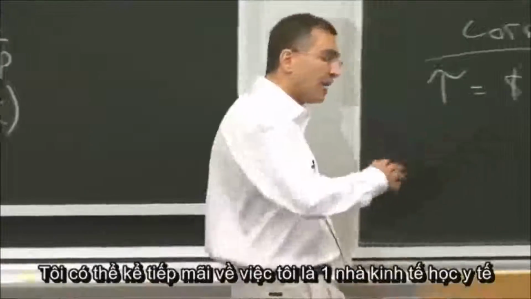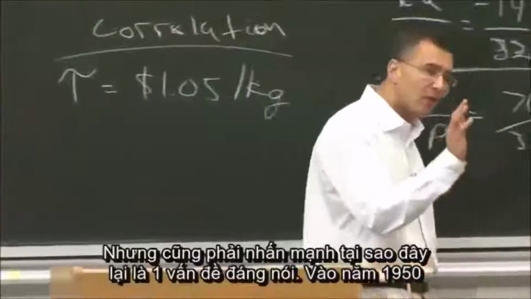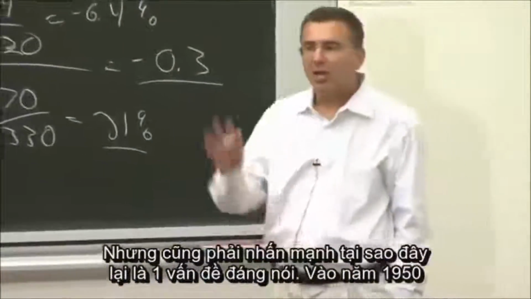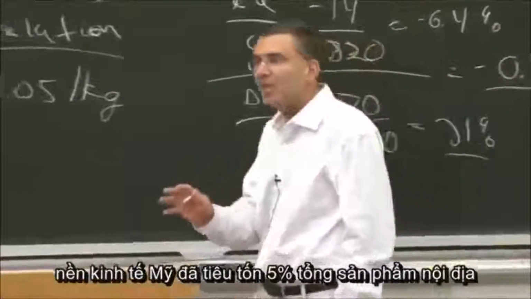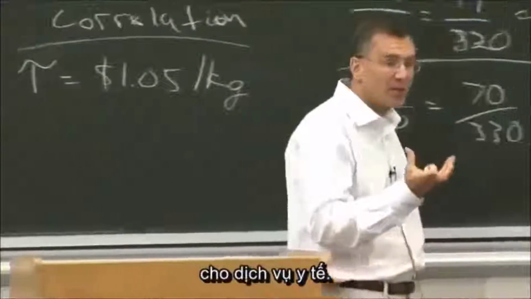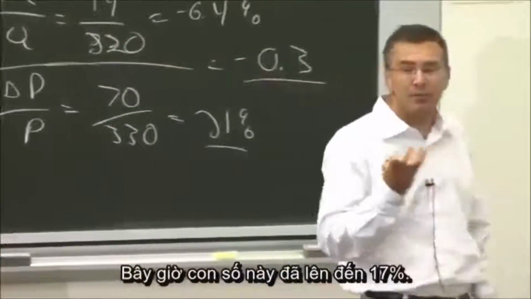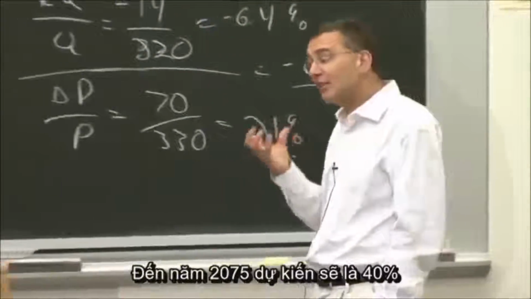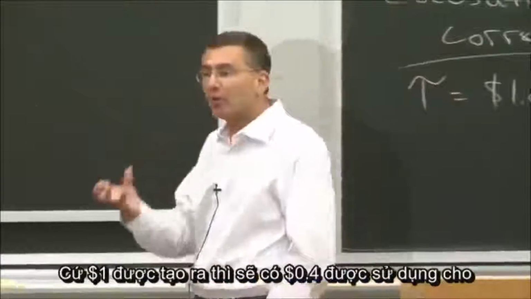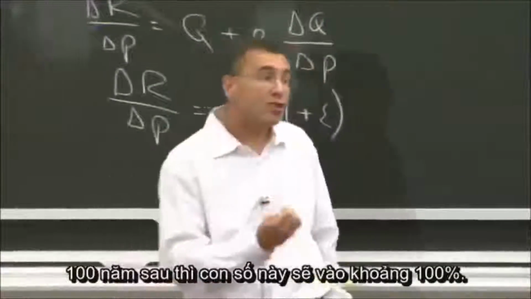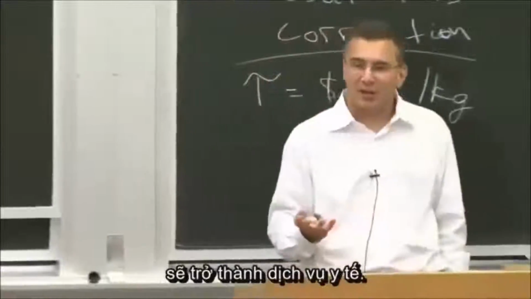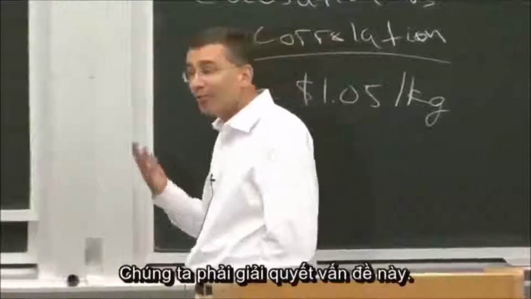I could go on forever, but I'm a healthcare economist. I could talk about healthcare forever. But just to fix ideas, and why this is an issue: in 1950, the U.S. economy spent 5% of our gross domestic product on healthcare. Today, it's 17%. By 2075, it's projected to be 40%. That is, of every dollar that's made in America, 40 cents will go to medical care. By 100 years later, it's about 100%. Literally, if we do nothing, the entire economy will be healthcare. Obviously, that can't happen. We've got to deal with this.